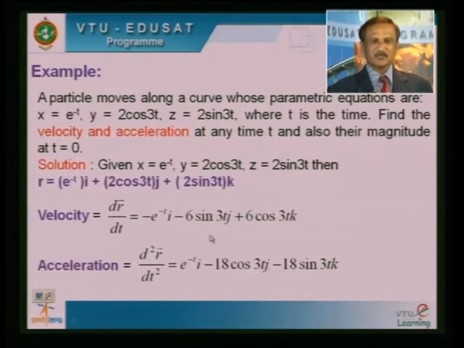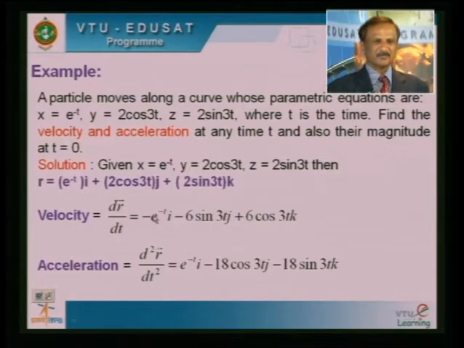6 is constant. Once again, I have to differentiate sin 3t j. The derivative of sin 3t is 3 times cos 3t, so 6 into 3 is 18, cos 3t j. Similarly, for the last component, you can keep 6 as it is. The derivative of cos 3t is minus 3 times sin 3t. So you'll get 6 into 3 is 18, along with the negative sign, sin 3t k.